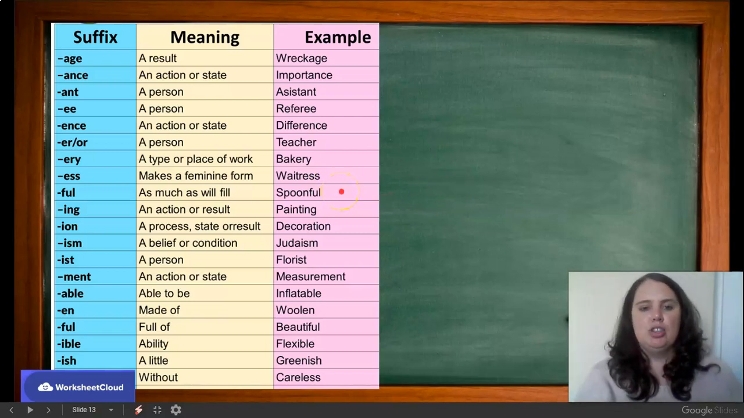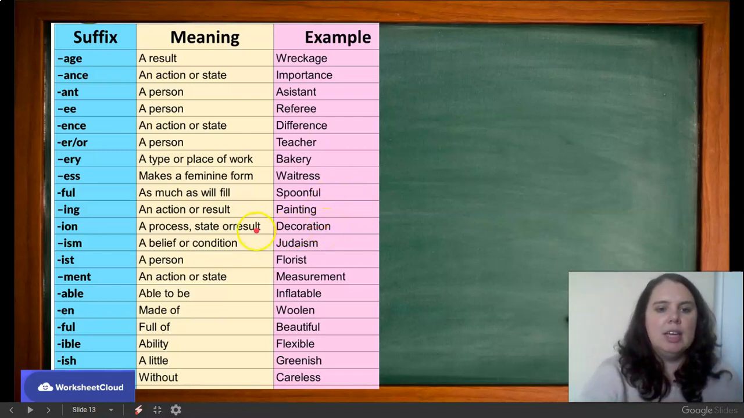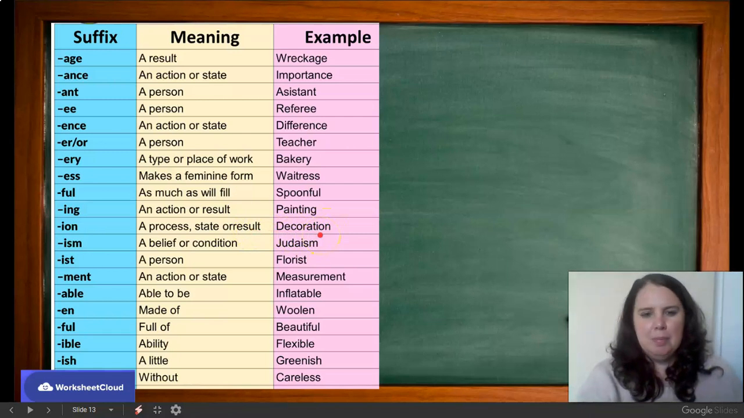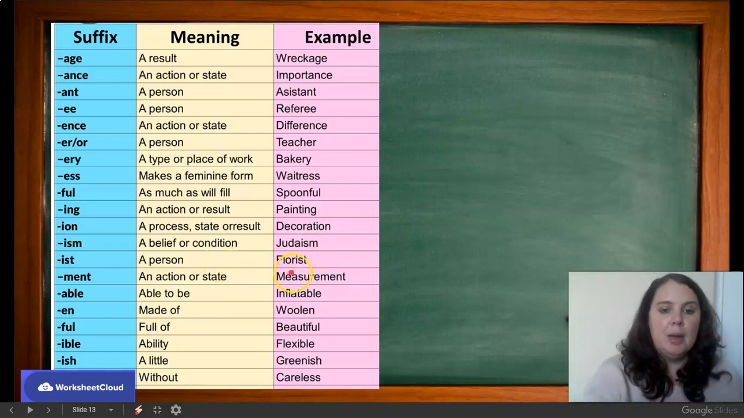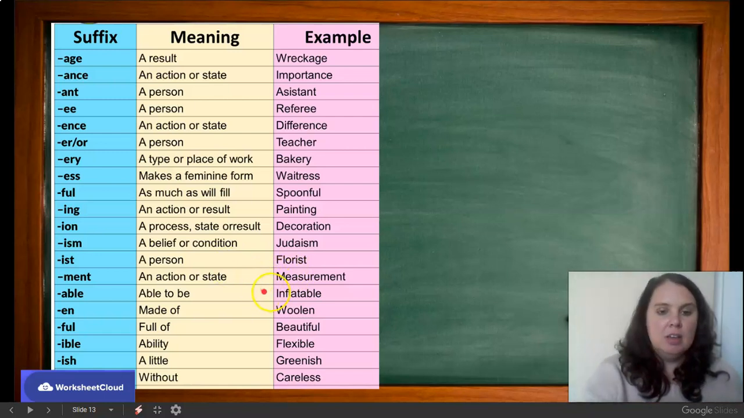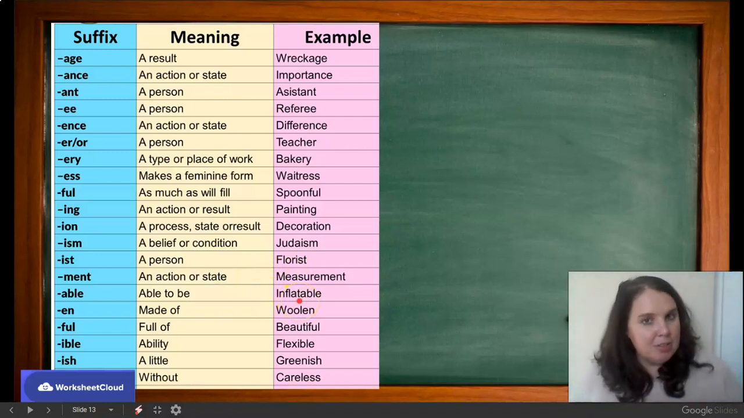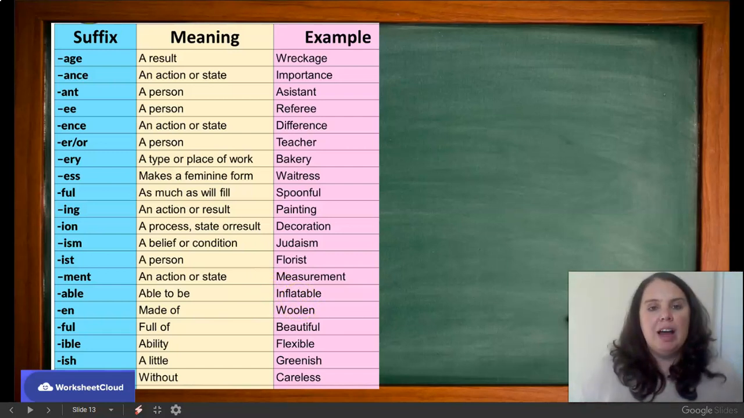Spoonful, so how much. A painting, action or result. Again, a process, decoration. A belief or a condition. So Judaism is if you follow the Jewish religion, Jewish belief. A florist is a person who works with flowers. Measurement would be an action or even a state to take that measurement. Able to be, inflatable is able to float. So everything with able will have this ability to do something.